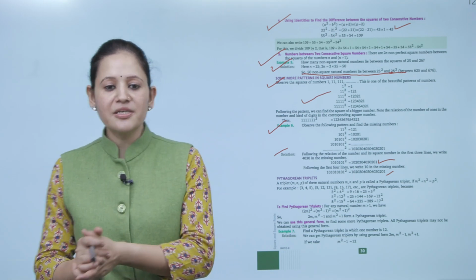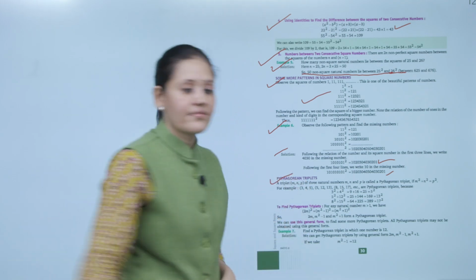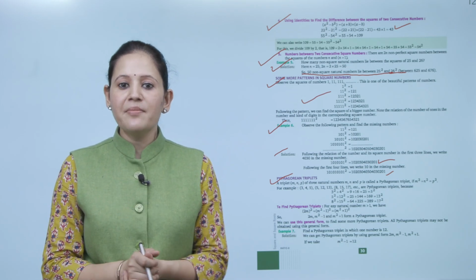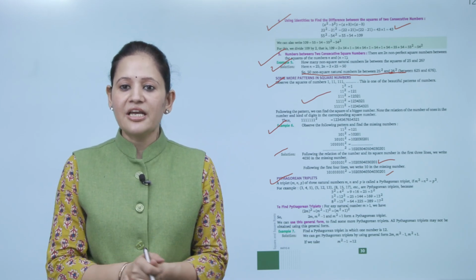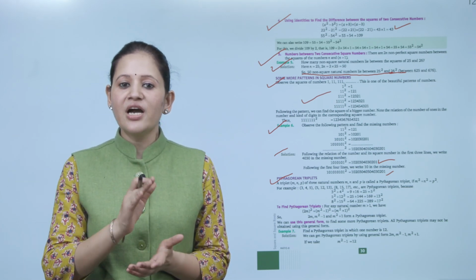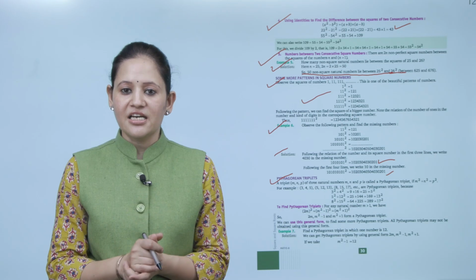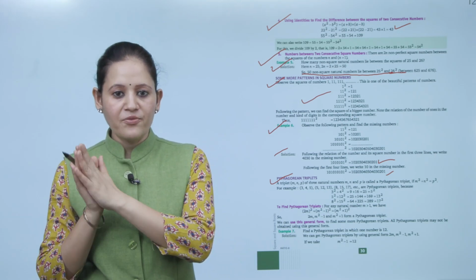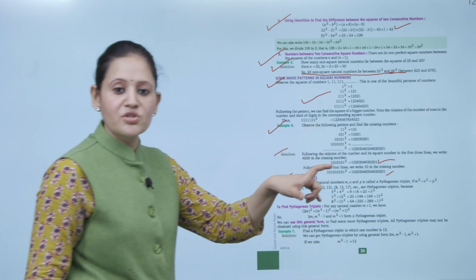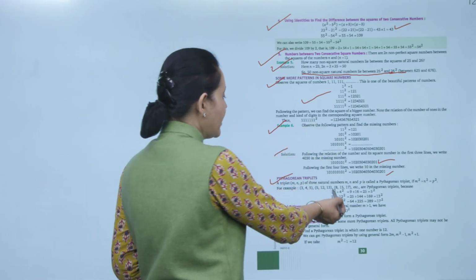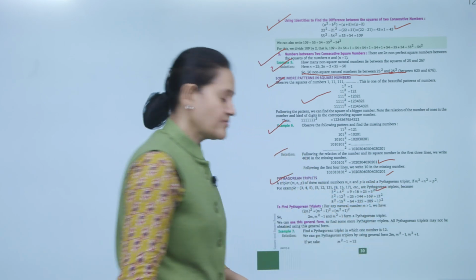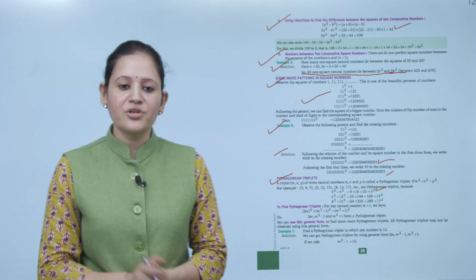Next is Pythagorean triplets. A triplet m, n and p of three natural numbers is called a Pythagorean triplet if m square plus n square equals p square. For example, 3, 4, 5; 5, 12, 13; 8, 15, 17, etc. All these are Pythagorean triplets. Why? Because the square of 3 plus the square of 4 equals the square of 5, meaning 9 plus 16 equals 25, that is the square of 5. Clear?